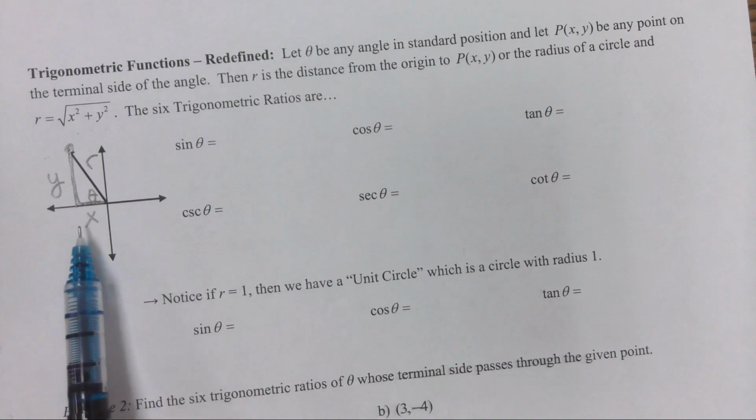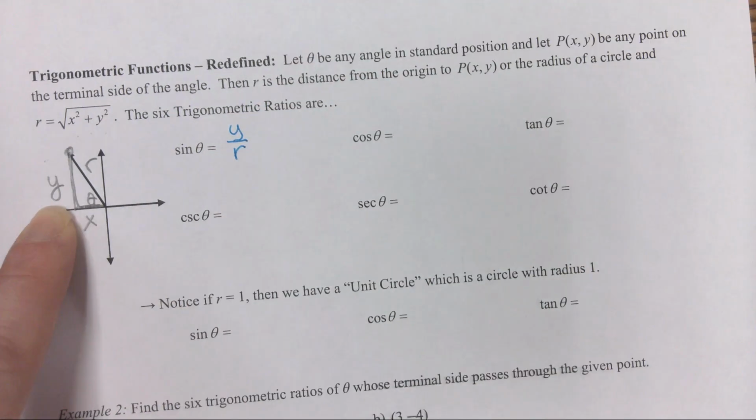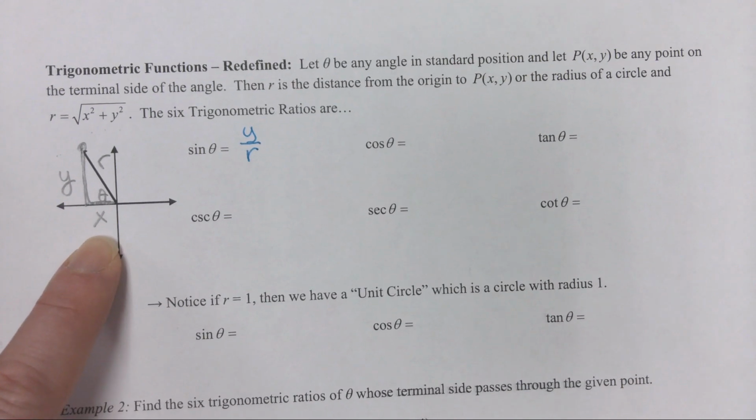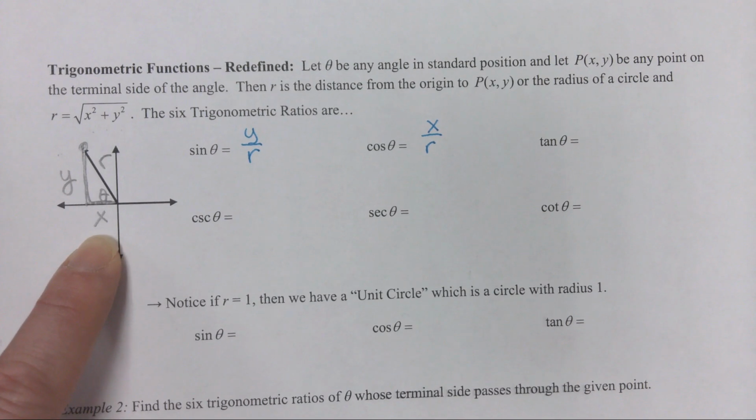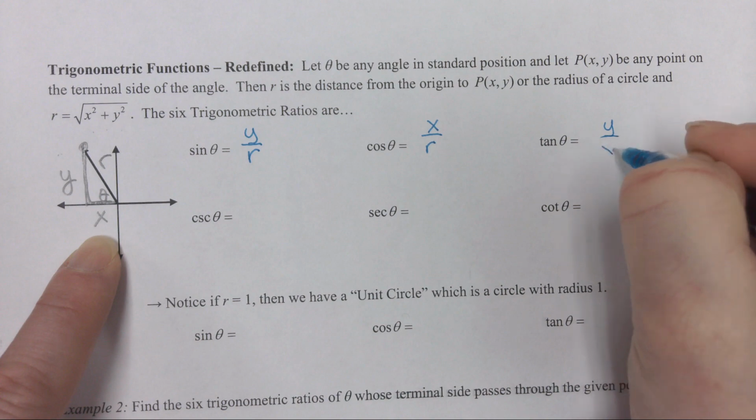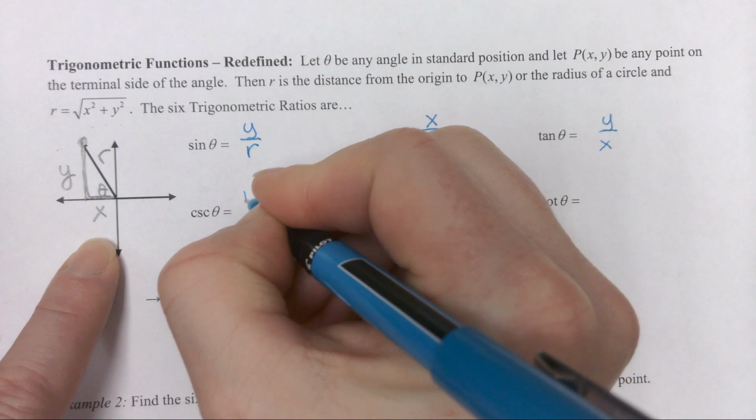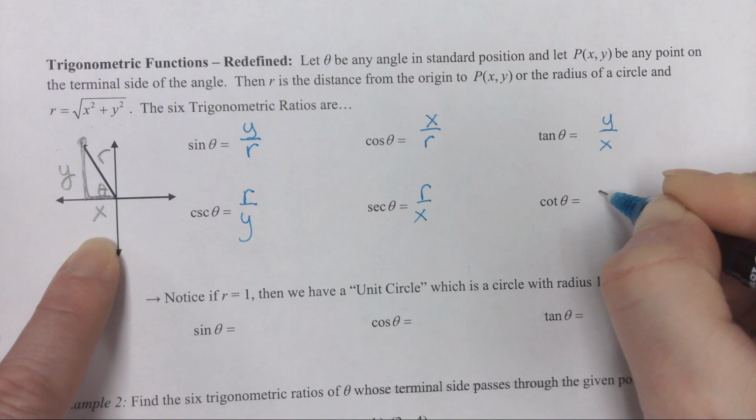Sine is opposite over hypotenuse, correct? So you could just take the y value and divide by r in this triangle. Cosine would be what? x over r. Tangent would be y over x. Cosecant, let's just flip these around: r over y, r over x, and x over y.